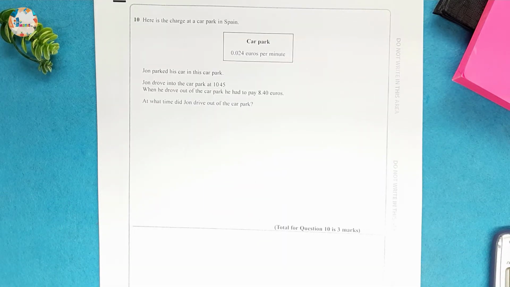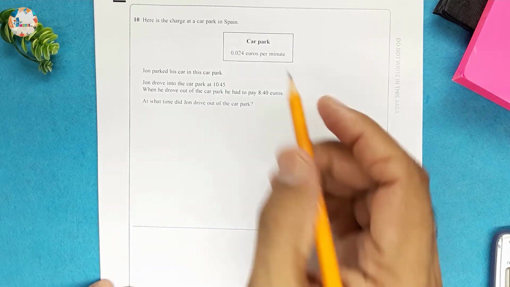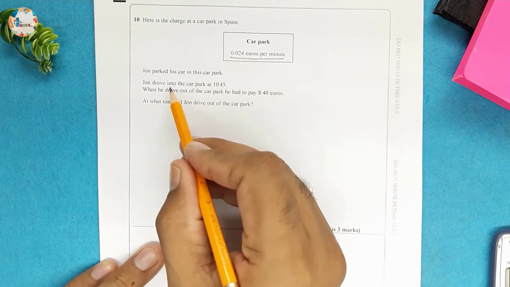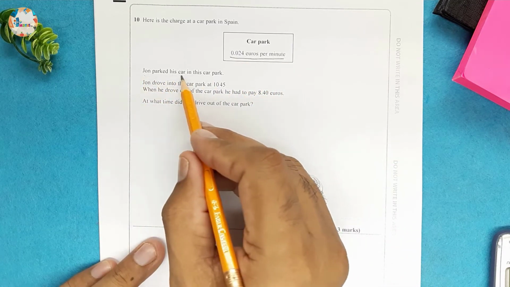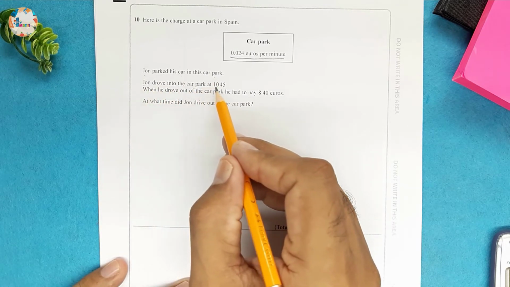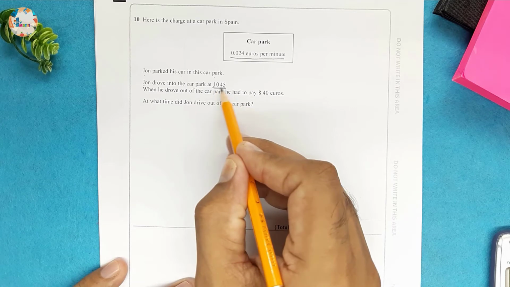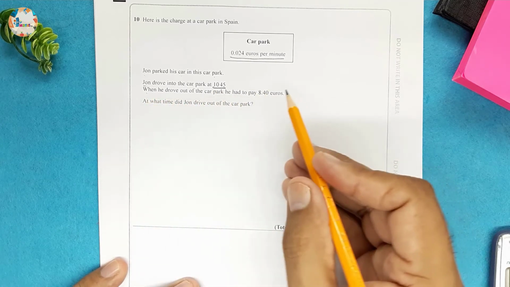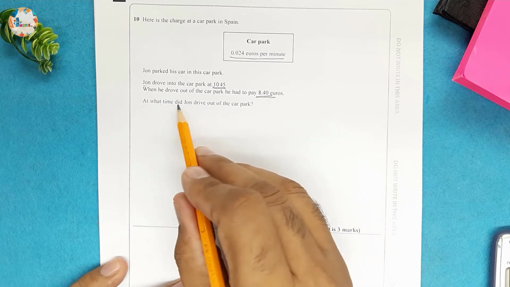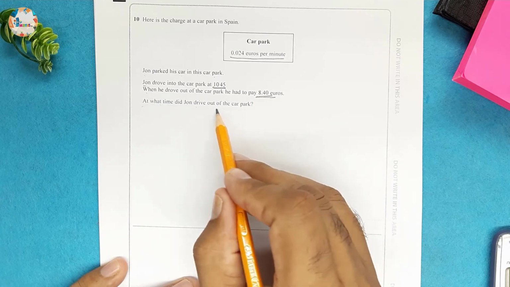Question number 10. Here is the charge at a car park in Spain: 0.024 euros per minute. John parked his car in this car park. John drove into the car park at this time, then he drove out of the car park. He had to pay this much. At what time did John drive out of the car park?